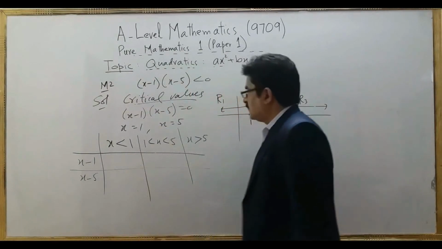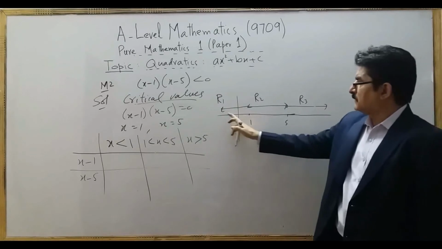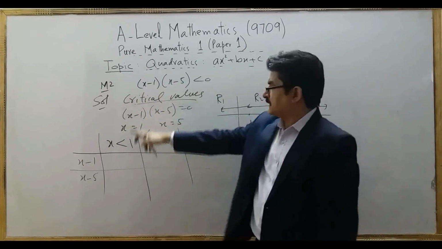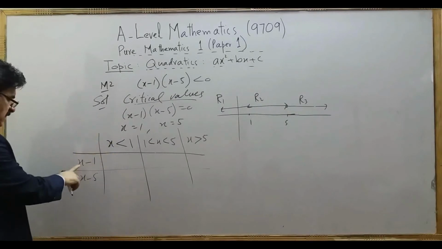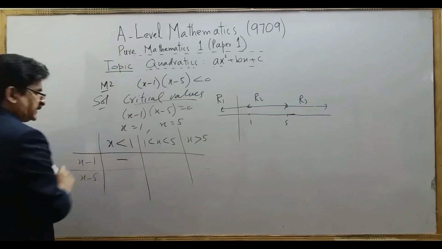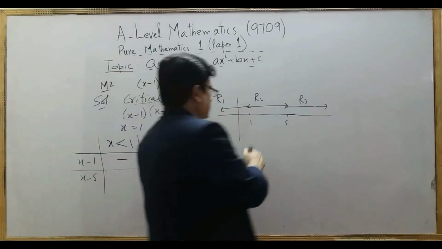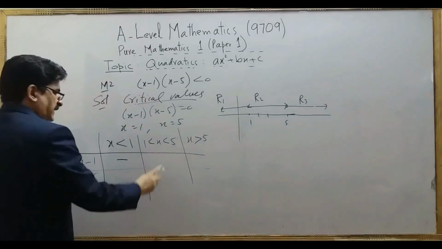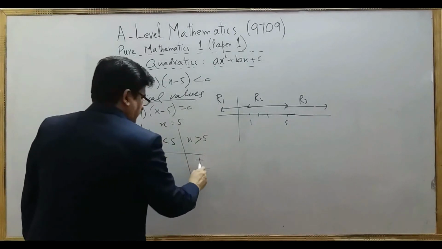Now see carefully. Whenever x is less than 1, meaning 0, minus 1, minus 2, then if you put these values into this factor x minus 1, it will always be negative. You can check: put 0, put minus 1, put minus 2, the whole value will be negative. And for greater than 1, if you put 2, 3, 4, 5, the value will be positive. Also for greater than 5, it will be positive.